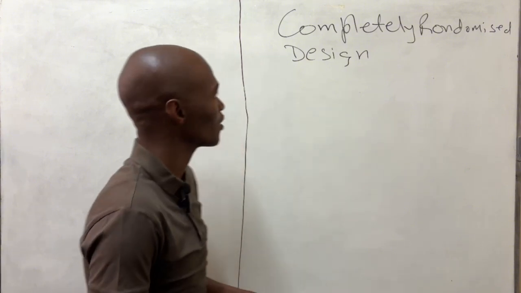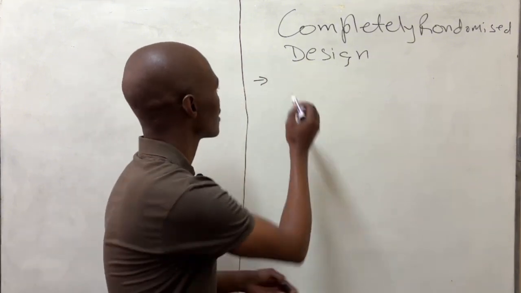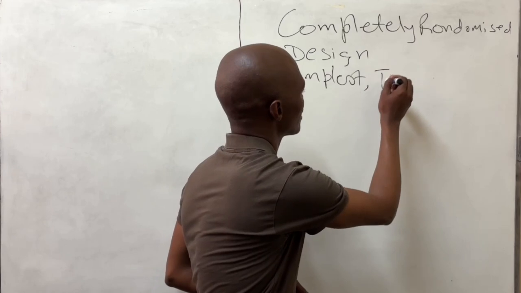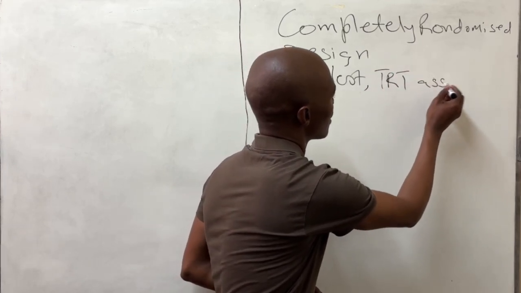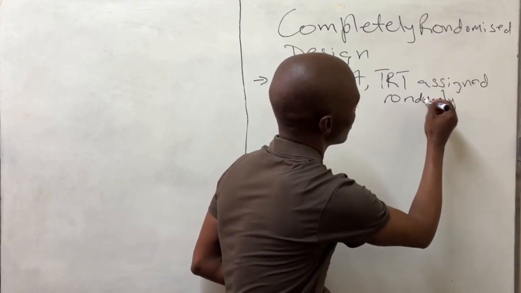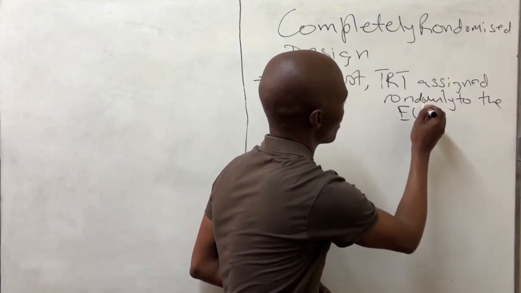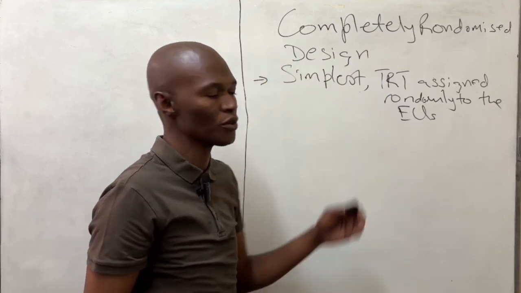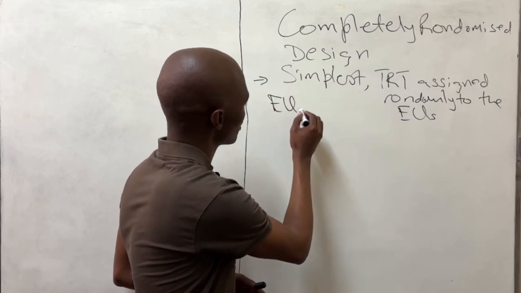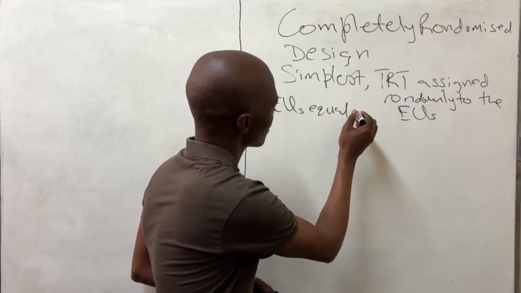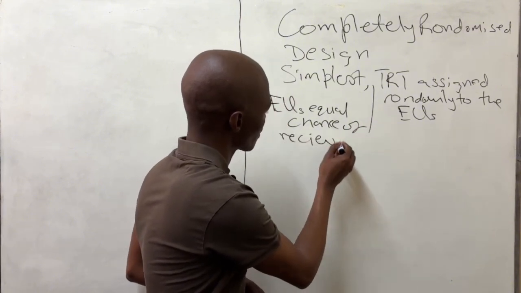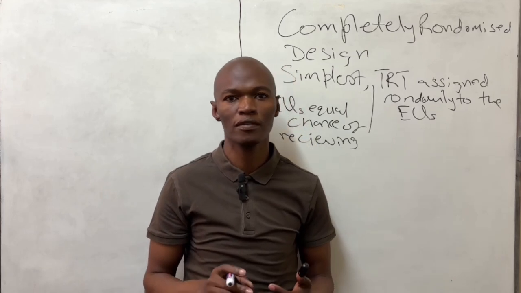Completely randomized design is one of the simplest designs in agricultural research. This is a design whereby the treatments are assigned randomly to the experimental units, and all the experimental units have equal chance of receiving a treatment. All the experimental units have equal chance of receiving those treatments.